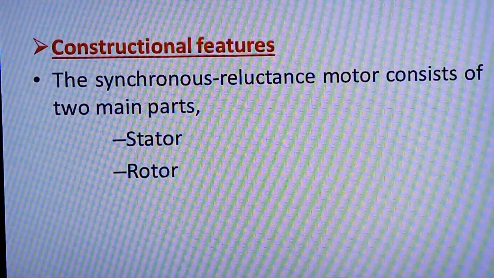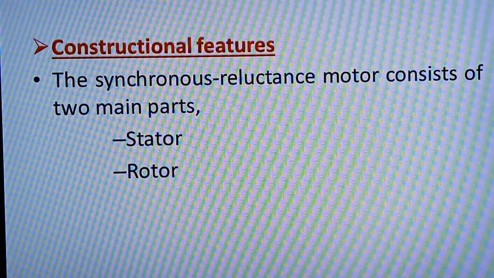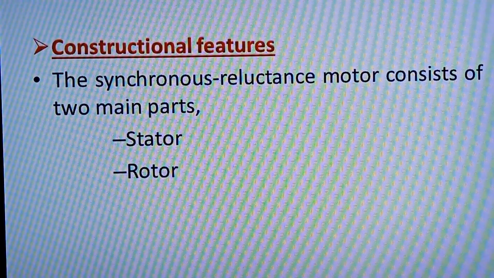In this session, we are going to see about constructional details, working principle, and types of synchronous reluctance motor. First, constructional details. Generally, all kinds of electrical motors have two major parts, such as stator and rotor. The stator is a static part and the rotor is a movable part.